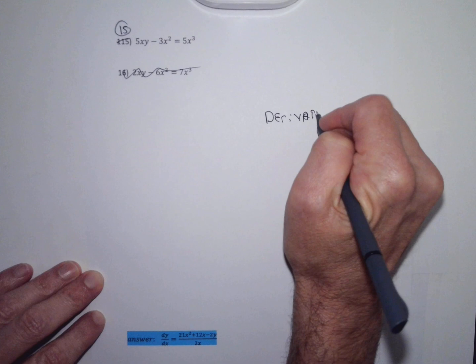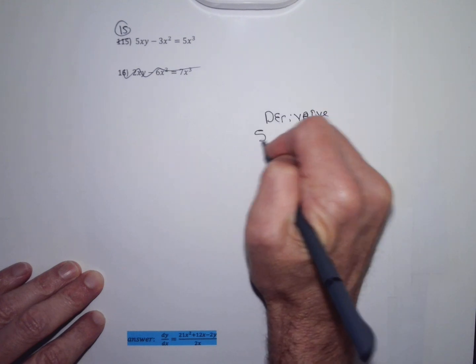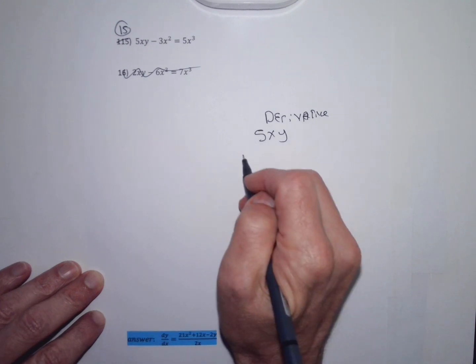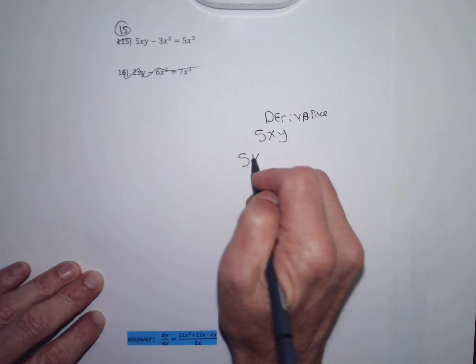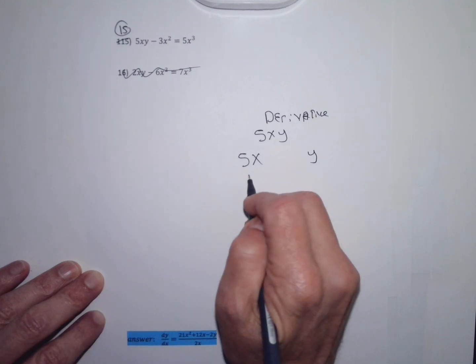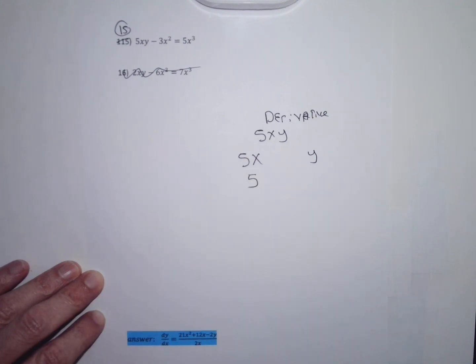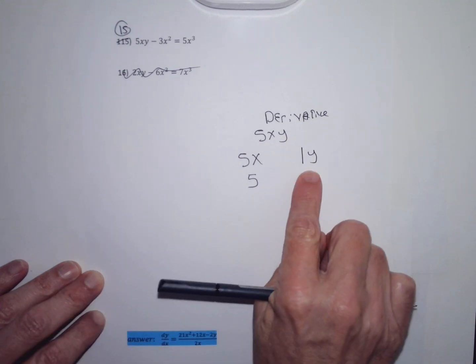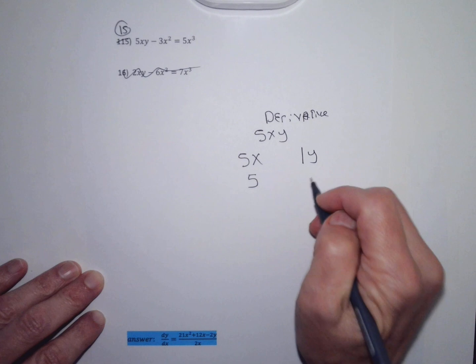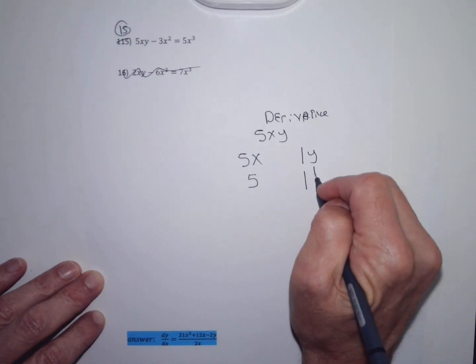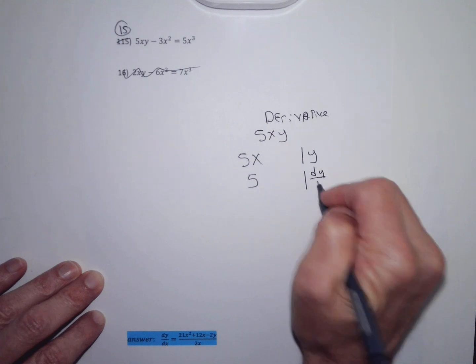Derivative off to the side of 5xy. I'm going to need the product rule because of the multiplication. So I'm going to have the first factor is 5x. The second factor is y. The derivative of the first factor is 5. The derivative of the second term, because it's a 1y to the first power, is 1, the derivative of y to the first power. Tack on a dy/dx.